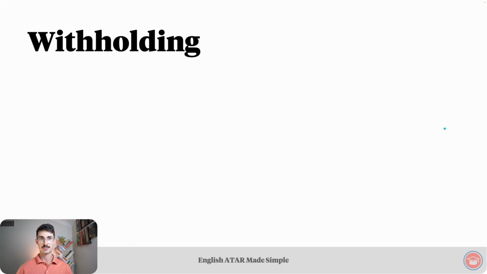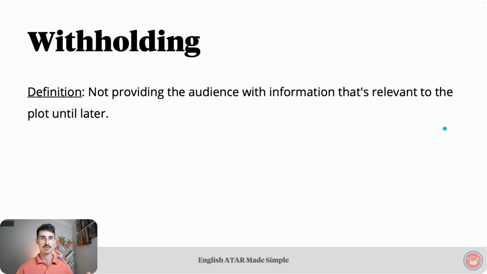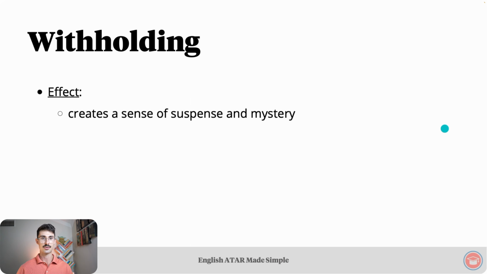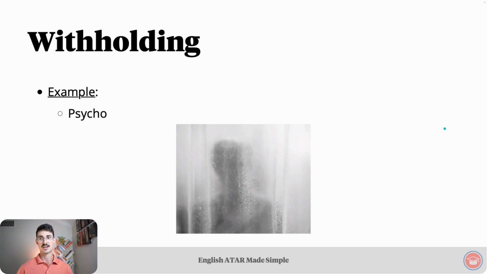Next, structural device, we've got withholding. This is not providing the audience with information that's relevant to the plot until later. Effect: it creates a sense of suspense and mystery. A good example of this one is the movie Psycho. In this movie, the identity of the serial killer is withheld.